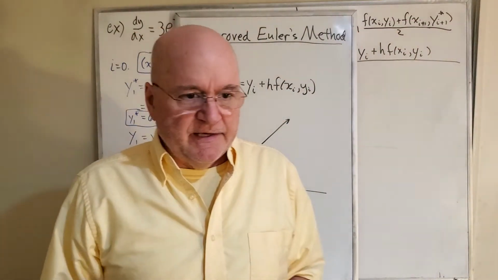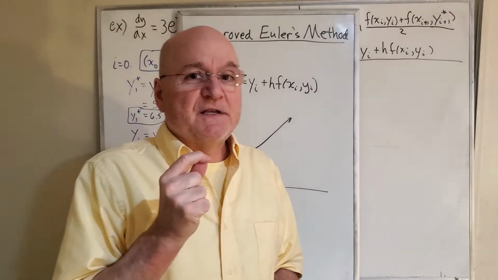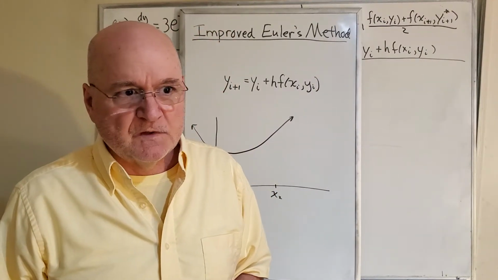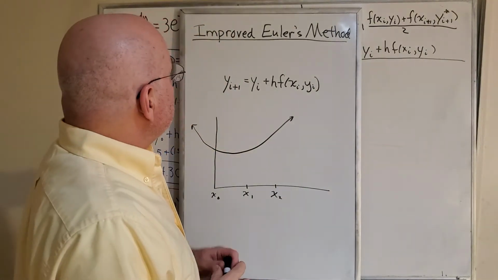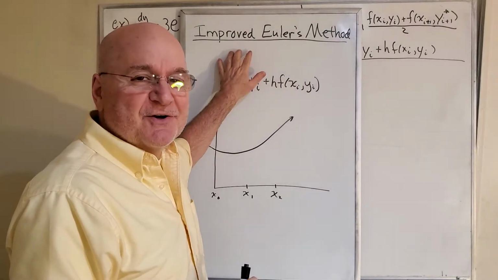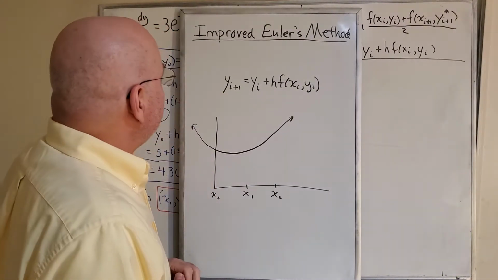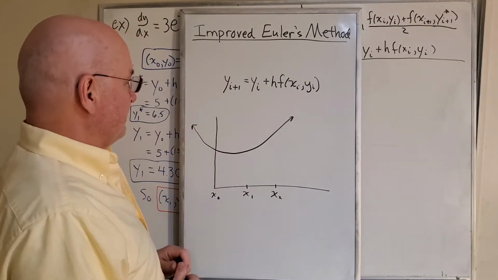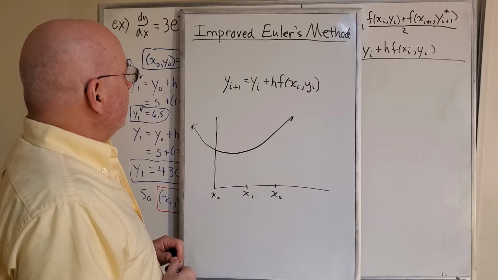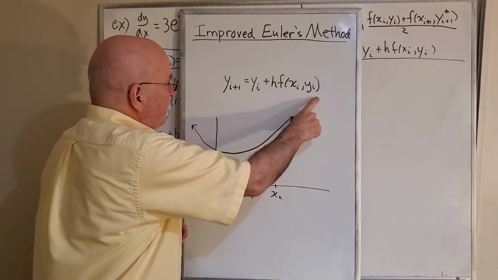We're now going to look at a significant improvement to Euler's method. It's called, in your textbook, improved Euler's method. It has many other names, but we'll just call it improved Euler's method. So this should look familiar.